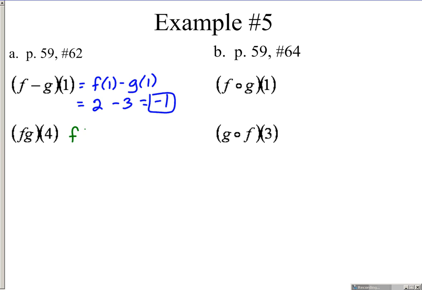Second part, remember, is f of 4 times g of 4. To find f of 4 first, plug 4 in for x, we get out 4 for y. And our g function on the right, plug in 4, we get out a y value of 0, and 4 times 0 is just 0.